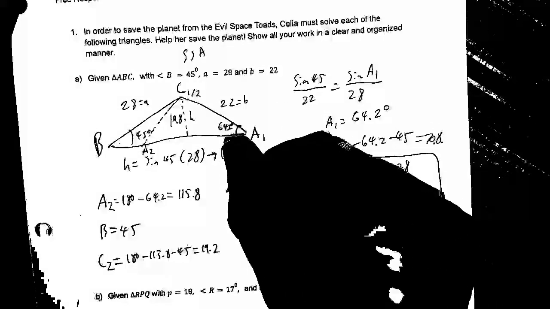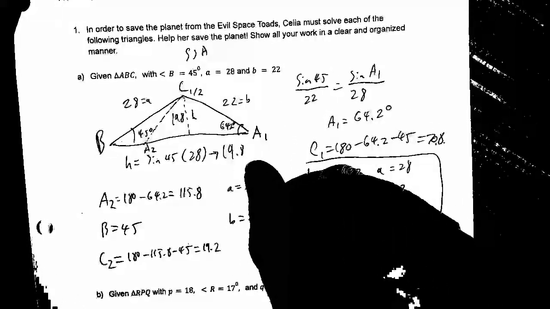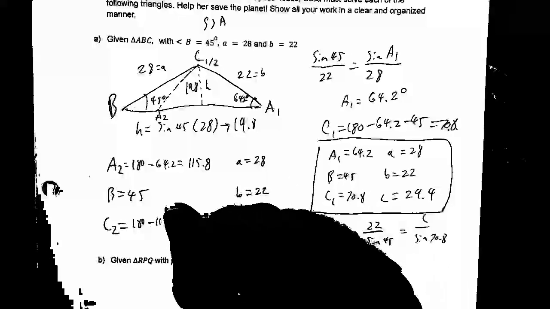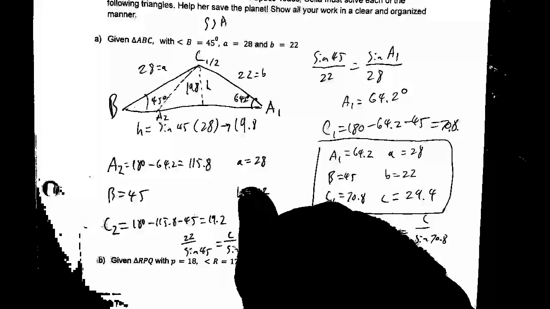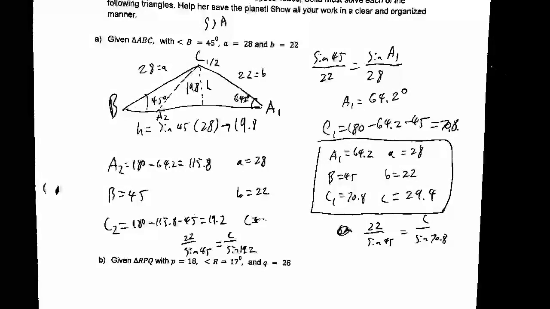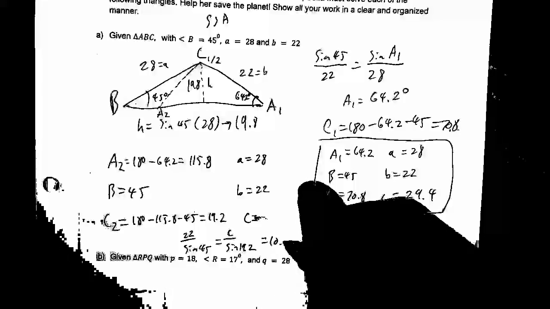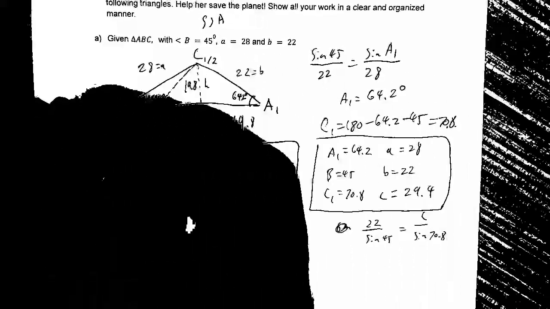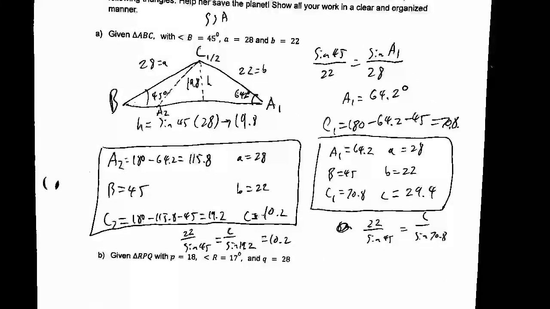And then little a is still 28. Little b is still 22. And then we'll do the same process to find little c. So little c will be 22 over sine 45 equals little c over sine 19.2. When we solve that, we'll get 22 times sine 19.2 divided by sine 45, which is 10.2. And we're done. So if you have two triangles, you should have these two neat sets of coordinates, one for the angles and one for the sides.